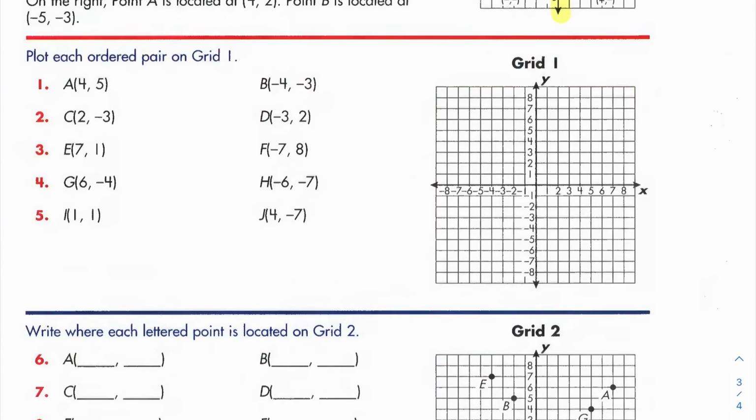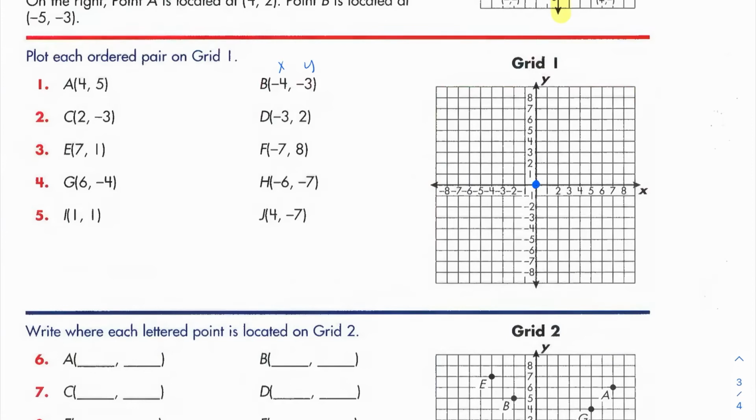To get us started, remember that the first number will be the x, and the second number will be the y. Since our x is a negative 4, this means we will move left 4, and since our y is a negative 3, we will move down 3. Remember that we start at the origin. So once we locate the origin, we will move to the left 4.